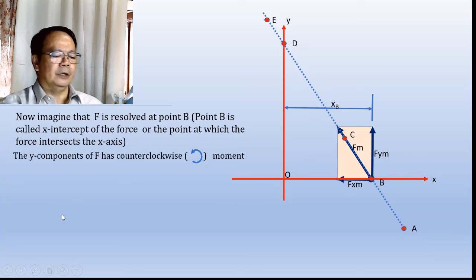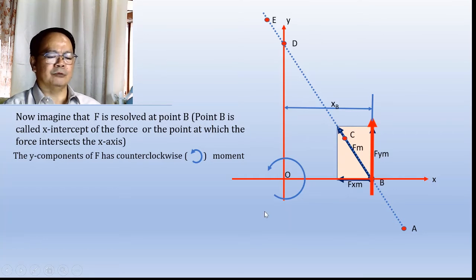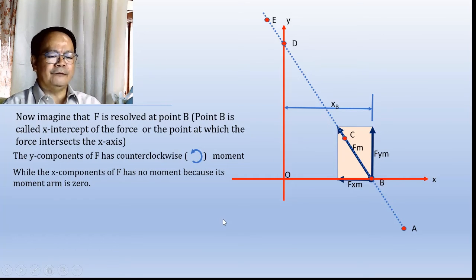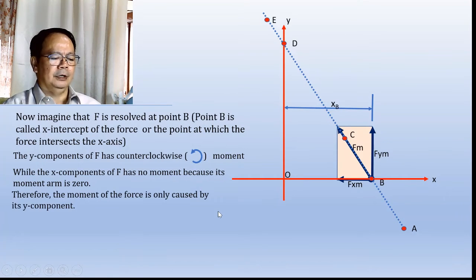And you will notice that the y component of the force has a counterclockwise moment, while the x component of the force has no moment because its moment arm is 0. Therefore, the moment of the force is only caused by the y component, and that is equal to the moment of the force about O, equal to the product of F sub y sub m multiplied by x sub b here.